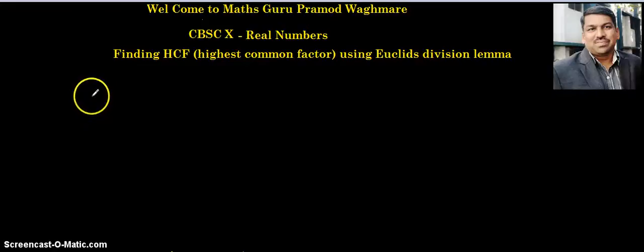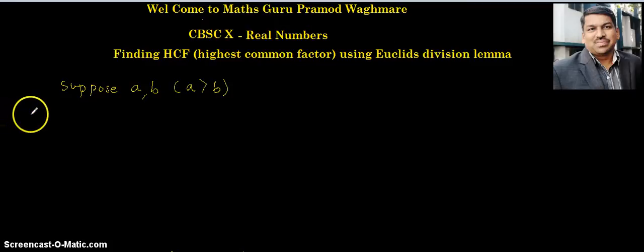Today we see how to find HCF, highest common factor, using Euclid's lemma. Let us take two numbers, A and B, where A is greater than B. These are the two numbers given, and we have to find the HCF of these two numbers using Euclid's lemma.